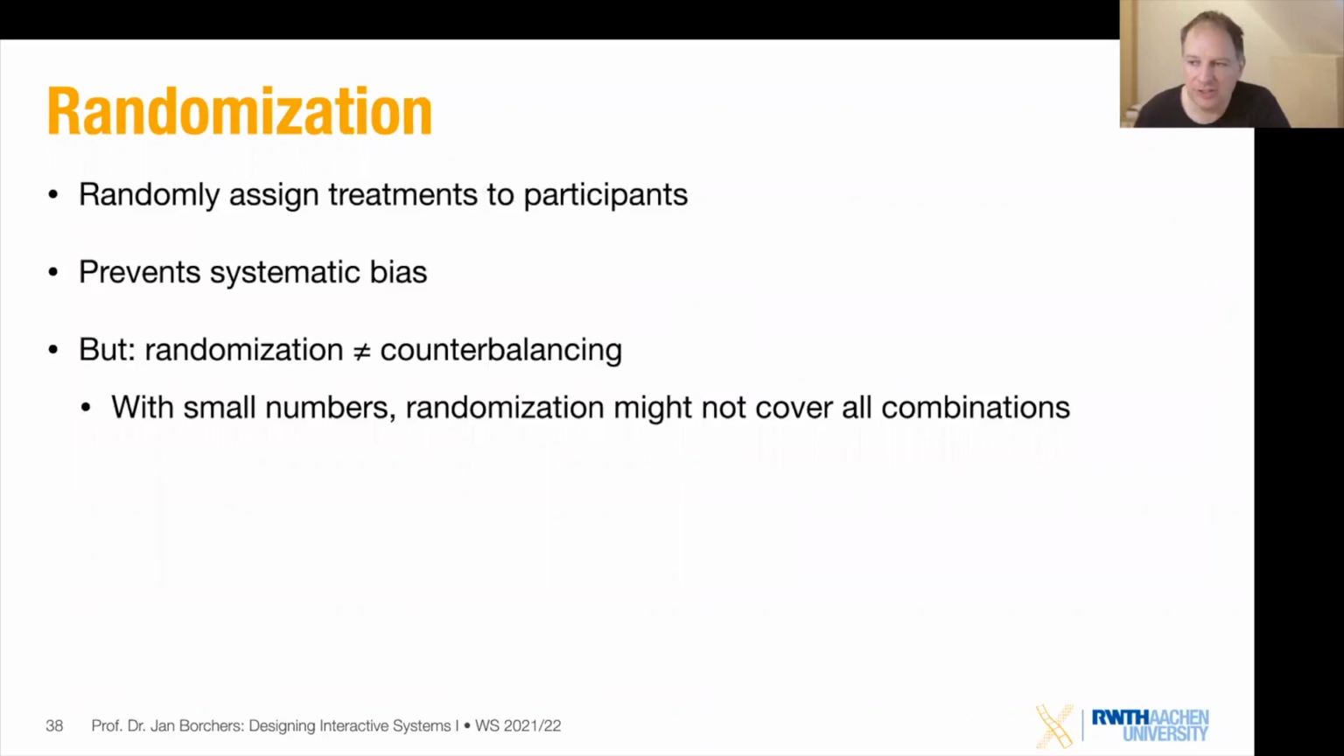Another option is you can just randomize. Right, so you could say I randomly assign treatments to participants, and that prevents a systematic bias, of course, but it's not the same as counterbalancing. Especially with small numbers, you might fall into something similar to the Latin square where you're not covering all the combinations. Could even be worse than a Latin square because you may just randomly miss certain options there. Okay, so that's for addressing ordering issues.